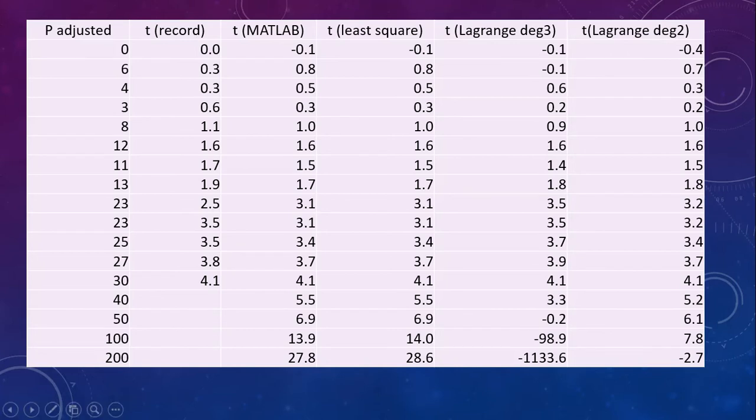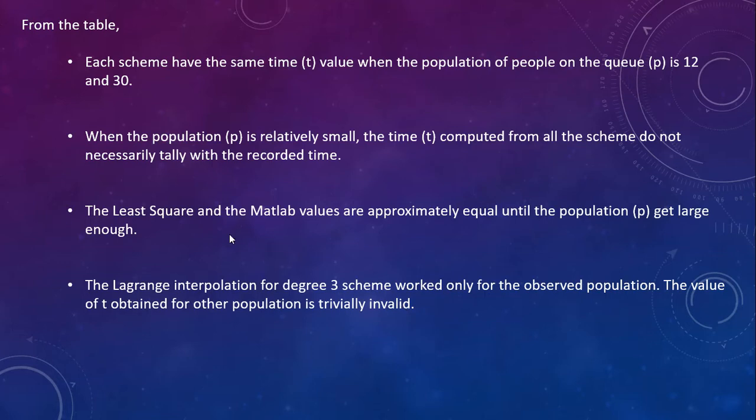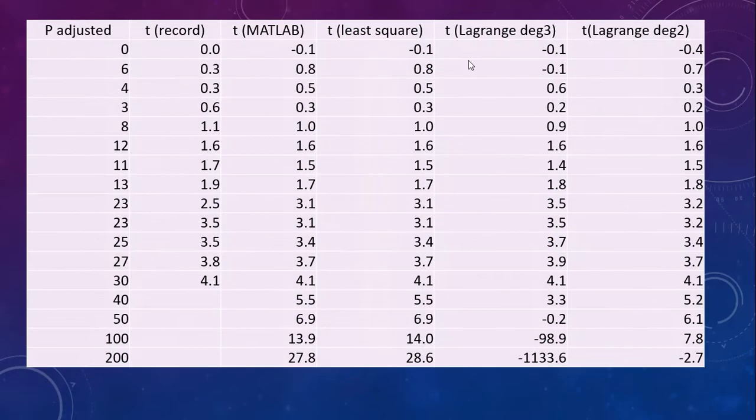Now, this is the time the MATLAB solution gave us. This is the time the least square solution gave us. This is the time the Lagrange interpolating formula for degree 3 gave us. And the Lagrange interpolating formula for degree 2, this is the solution we obtain as well. From the table, each scheme has the same time value when the population of people on the queue is 12 and 30. So, when the population of the people on the queue is 12, what we recorded on Monday was 1.6 minutes.